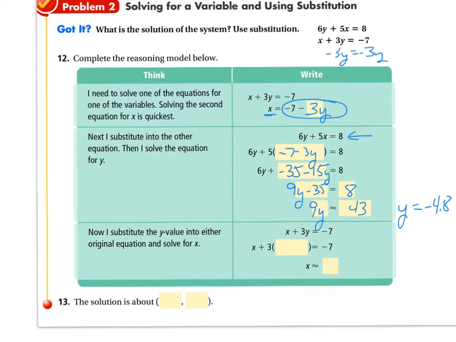Now I'm going to take my 4.8 and put it in place of the y in the next equation, putting this in place of the y. So this becomes x minus 3 times 4.8, which is 14.4. Add that to both sides. So x is about 7.4.